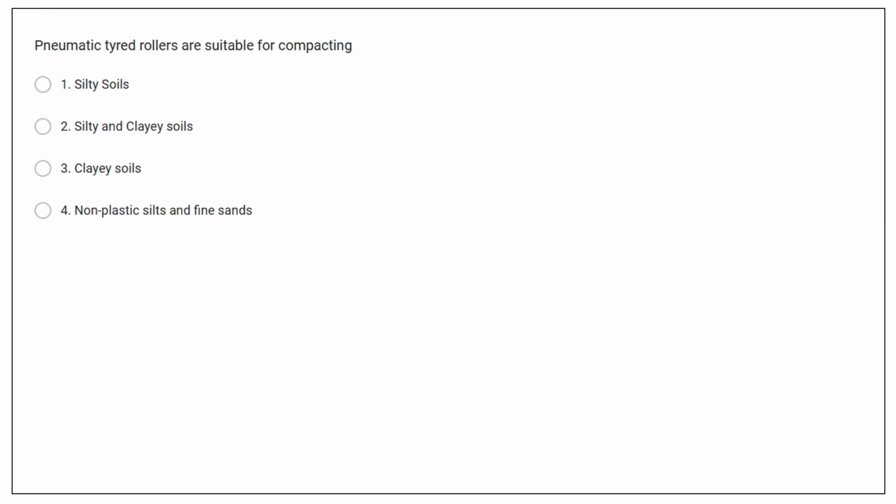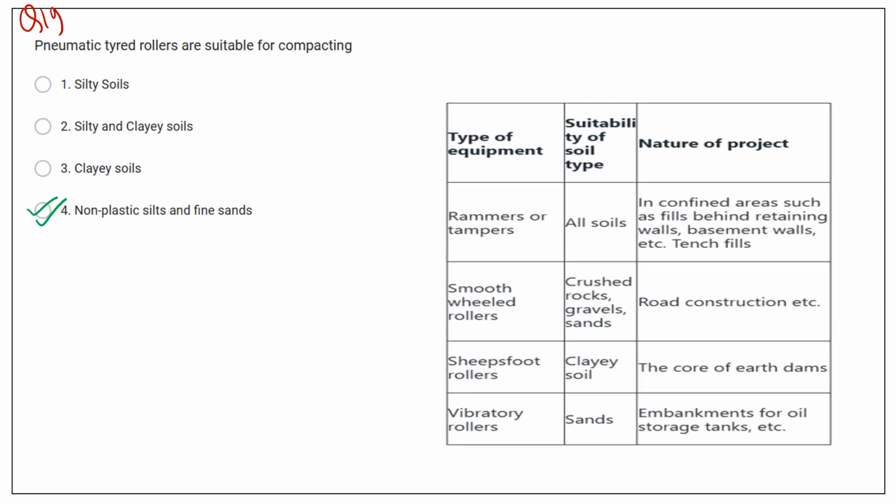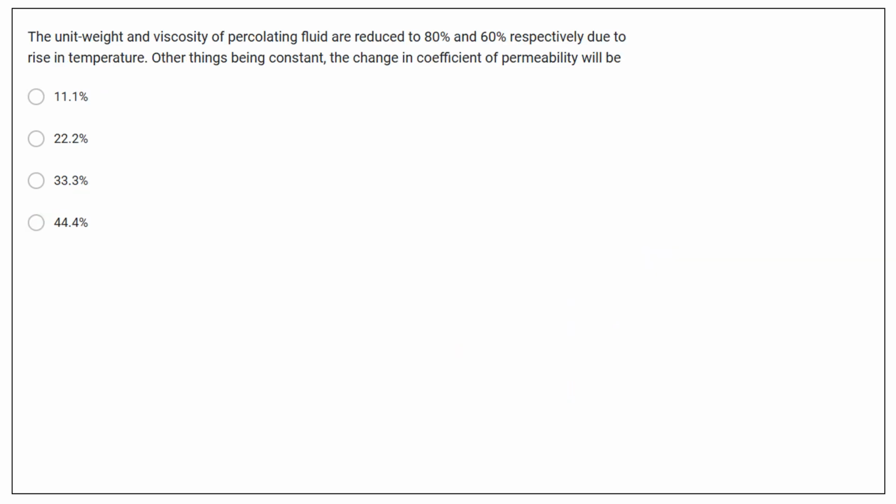The next question, question number 19. Pneumatic tired rollers are suitable for compacting. These pneumatic tired rollers are suitable for compacting non-plastic silt and fine sand. So here option number 4 is correct, which is non-plastic silt and fine sand. And this is the table for different types of equipment suitable for different types of soil with different natures of project.